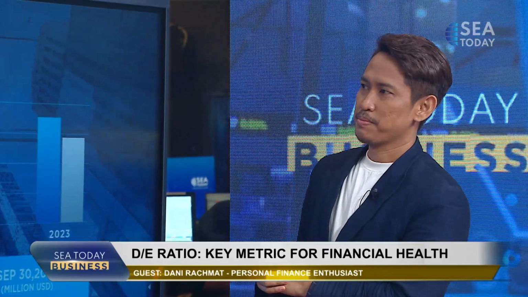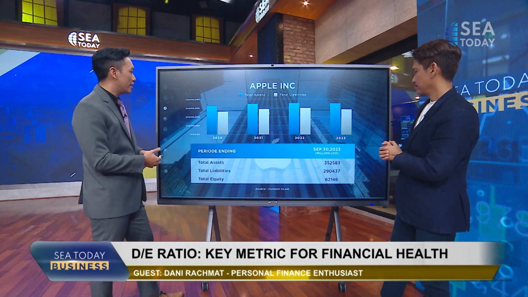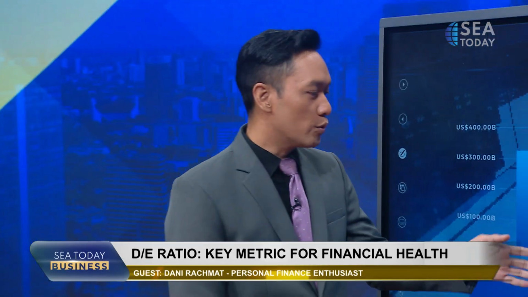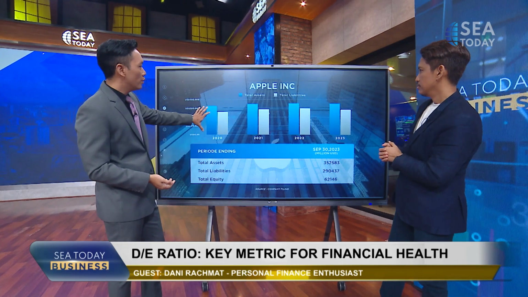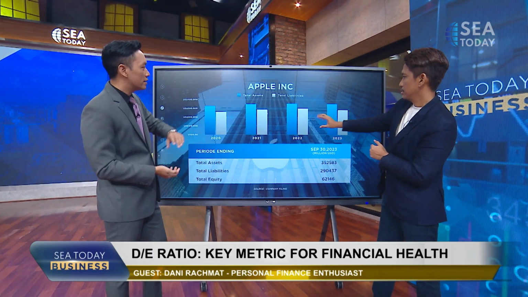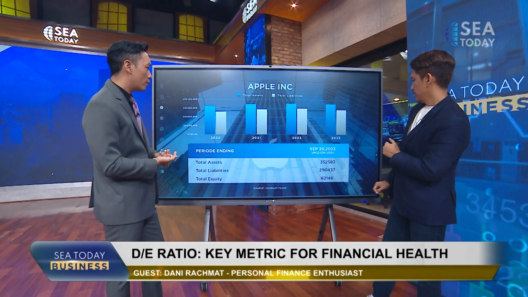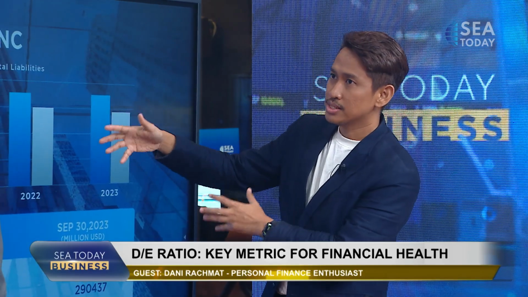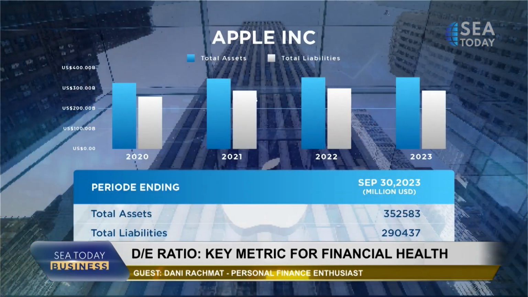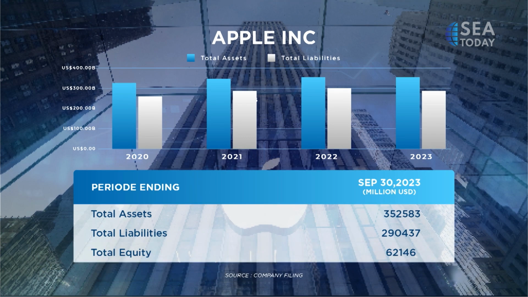So let's take a look at some examples. We've been looking at Apple, so let's take a look at Apple from 2020, 21, 22, 23. We have the assets here in blue, and in gray are the liabilities. For liabilities, there are many other components other than debts in the liabilities. But we can see this one is liabilities, and this one is equity.